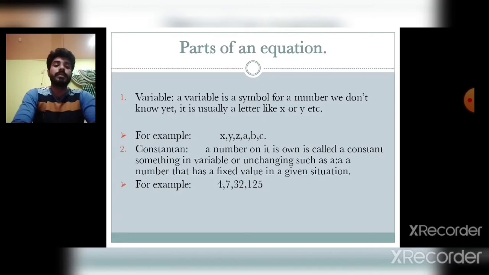Number one, variable. A variable is a symbol for a number we don't know yet. It is usually a letter like x or y, for example x, y, z, a, b, c, and so on. The second one is constant. A number on its own is called a constant. Something in an equation that is unchanging, a number that has a fixed value in a given situation. For example, 7, 4, 32, 125, etc.